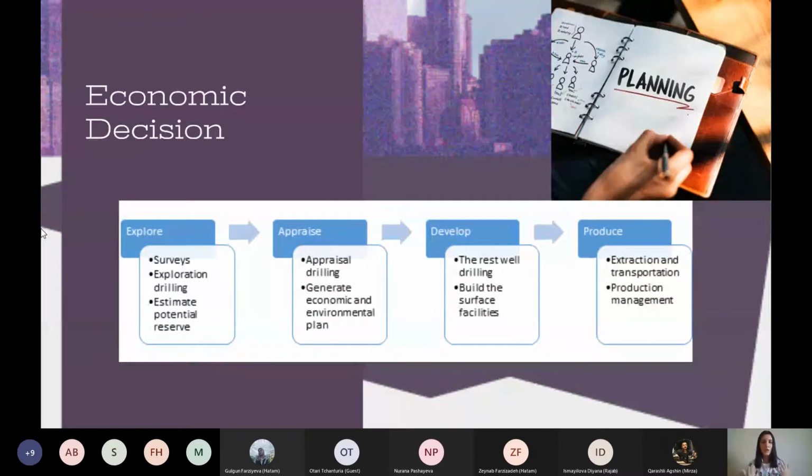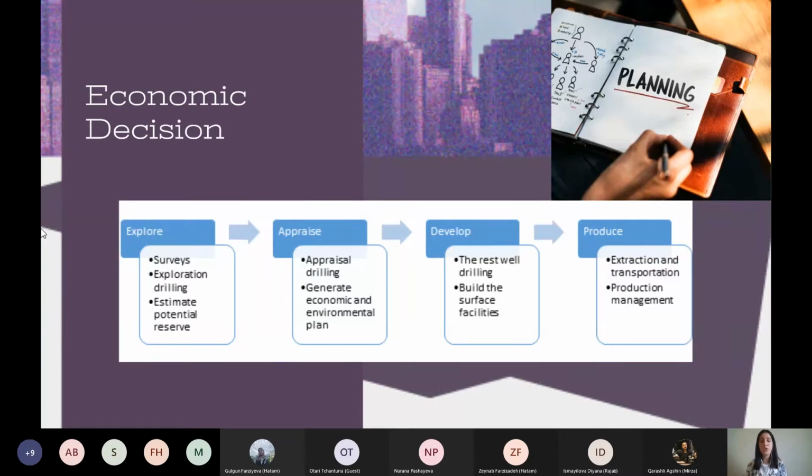So firstly, you have to extract, right? After extraction, you have to transport your petroleum, and you have to think about your production management. Will you produce something from crude oil, or will you just export your crude oil to foreign countries? How many barrels of oil do you have to produce for one day? This is not just random numbers. You have to really think about it.